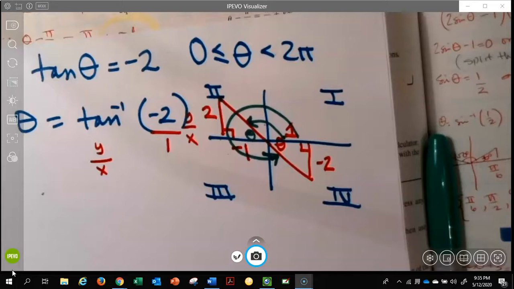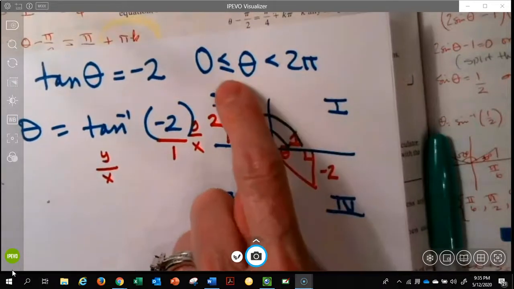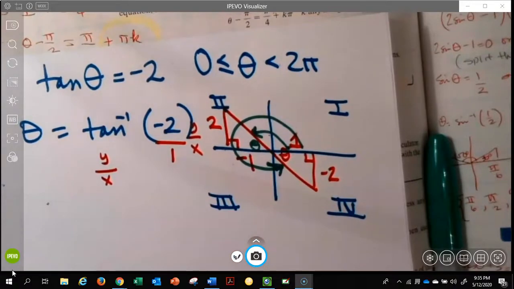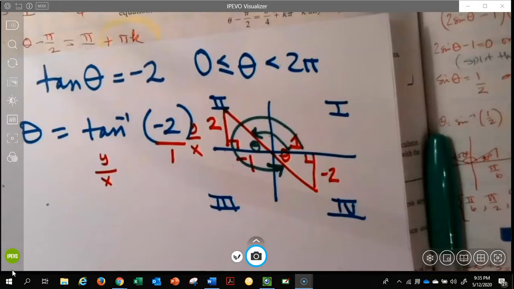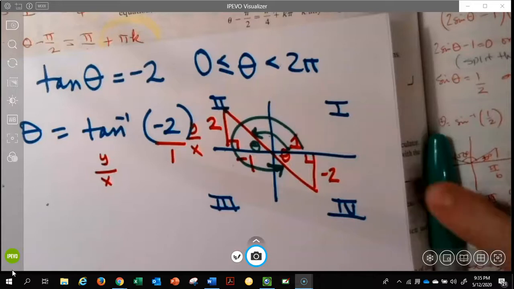Even though we get an answer on a calculator, it might not be the one that's in the boundary, and it might not be the only answer, because now I'm not blocked by "you can only keep it in the first and fourth quadrants." So let us think before we take off and start solving this.